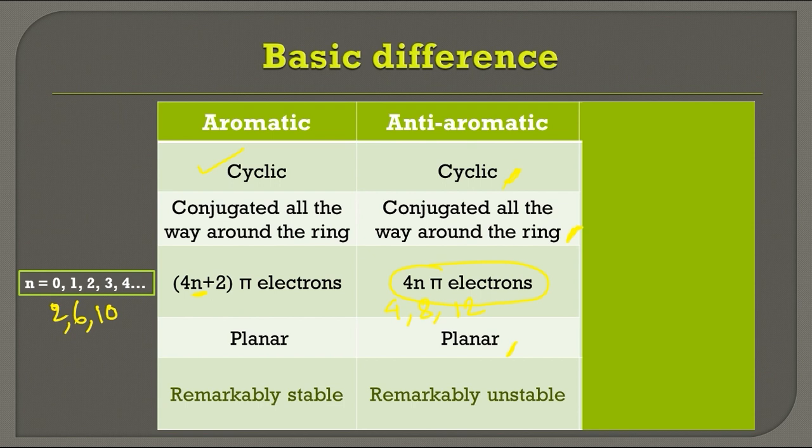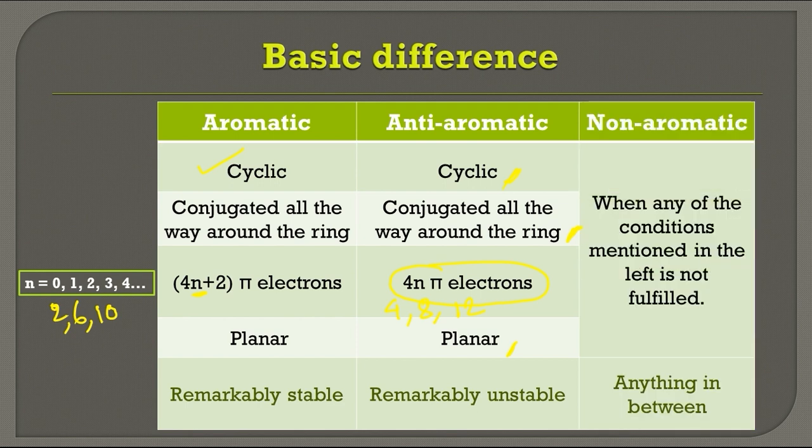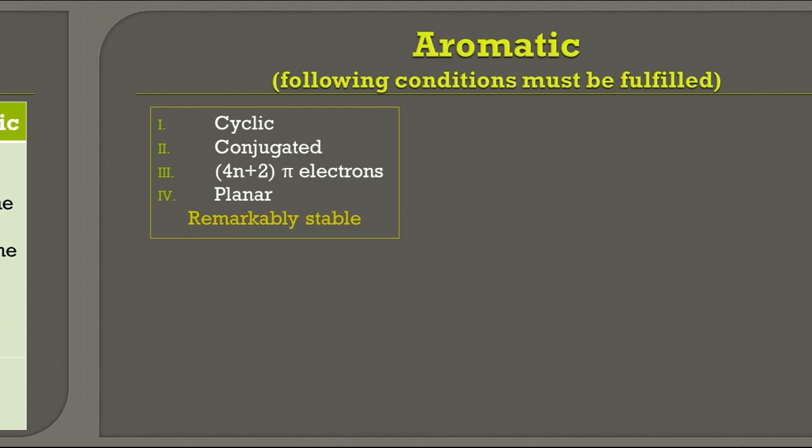So now for anti-aromatic, it is very unstable. So as if these two are the extremes. One is very stable, another one is highly unstable. What about non-aromatic? Now in case of non-aromatic, when any one of these conditions that I have mentioned on the left-hand side is not fulfilled. And what about the stability? What is written here is that it is anything in between. That means it is not very stable like aromatic, it is not very unstable like anti-aromatic, it is something in between. So now one by one we will see with examples.